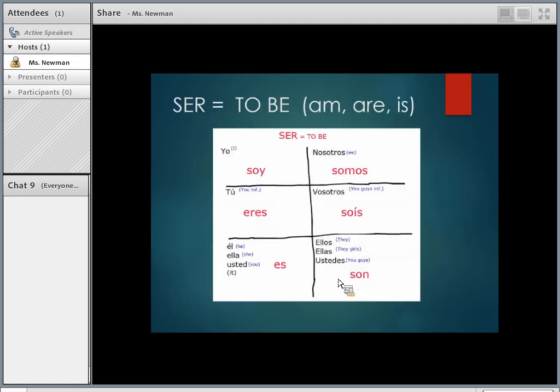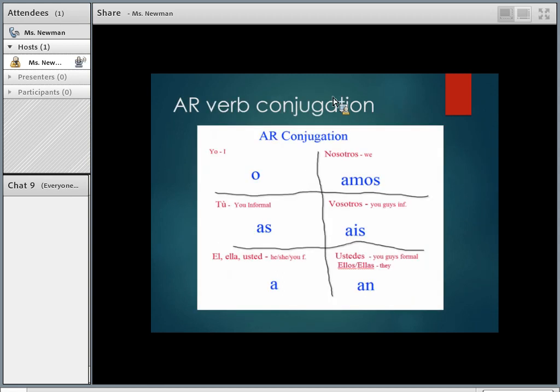Okay. We have the same thing in English. Look up here at the top. We have am, are, is. Those are conjugations in English. We conjugate the verb to be. We change the verb to be depending on the subject pronoun. Who is speaking or acting in the sentence, right? I am, you are, we are. We change or conjugate that verb depending on the subject. Same thing in Spanish. We're going to follow the same pattern for all AR verbs.